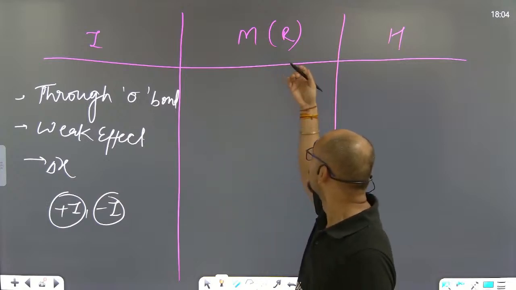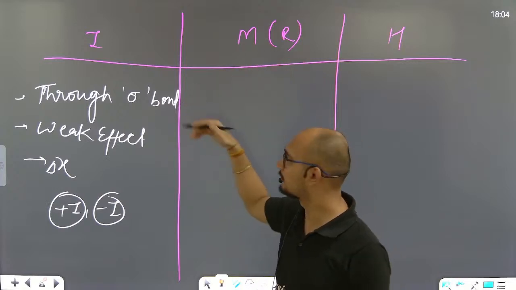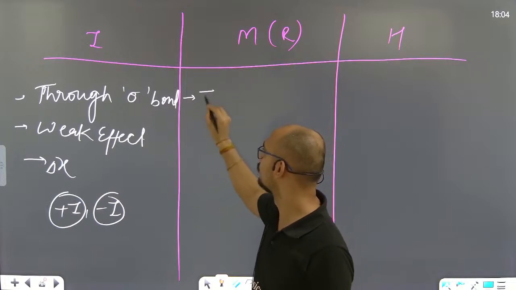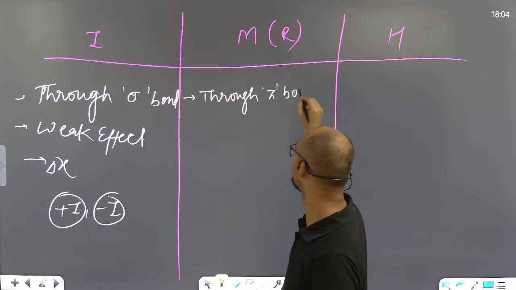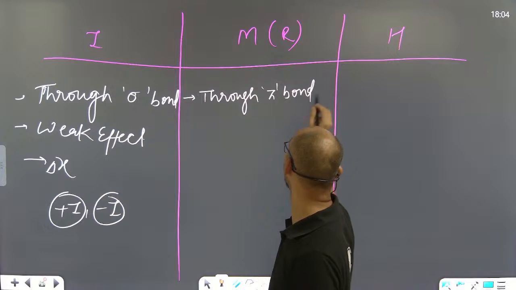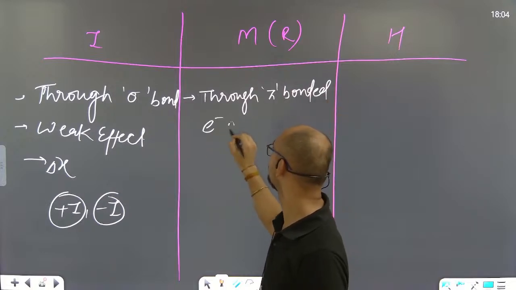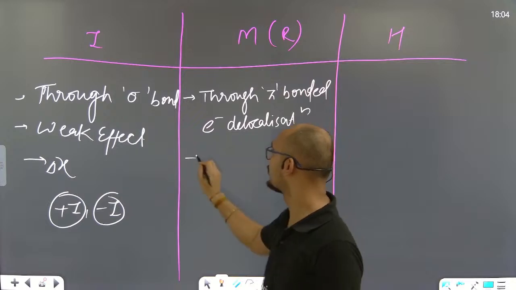Next, M or R, the mesomeric effect or resonance effect. How does this take place? Through pi bond, or pi bonded electron delocalization. So is it a weak or strong effect?